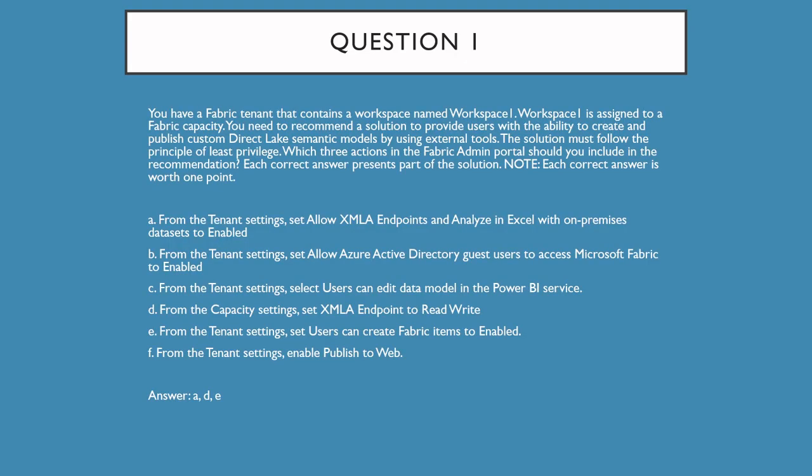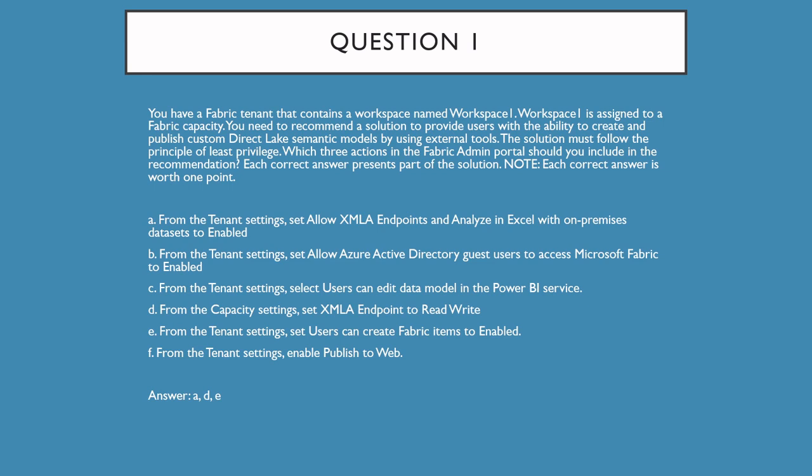You have a Fabric tenant that contains a workspace named Workspace 1. Workspace 1 is assigned to a Fabric capacity. You need to recommend a solution to provide users the ability to create and publish custom Direct Lake semantic models by using external tools. The solution must follow the principle of least privilege. Which three actions in the Fabric admin portal should be included in the recommendation? Each correct answer presents part of the solution. Note, each correct answer is worth 1 point.